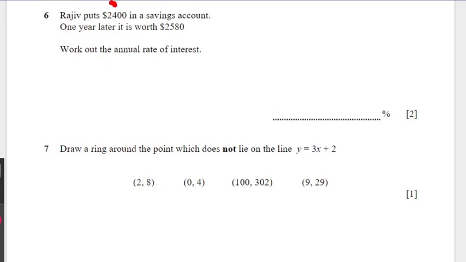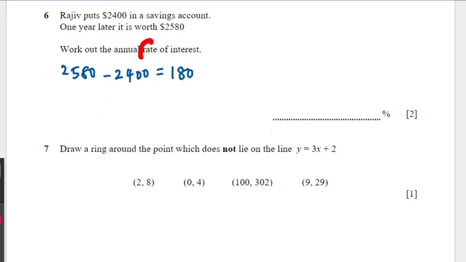Rajiv puts $2,400 in a saving account. All right, 1 year later, it is worth 2,580. So as we can see here, his money increased to 2,580. Which means the difference, 2,580 minus 2,400, you will get what is that? 180, right? Okay, so this 180 is the interest, right? Okay, so we need to find the annual rate.